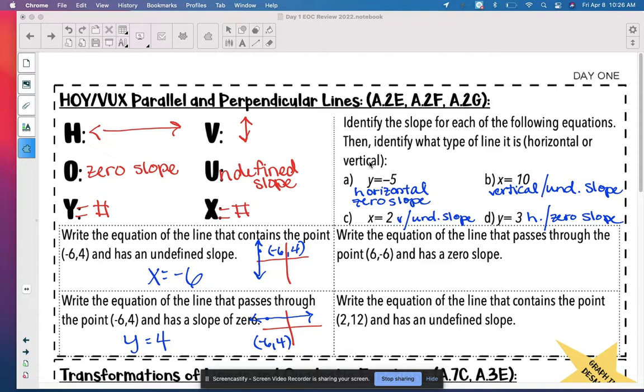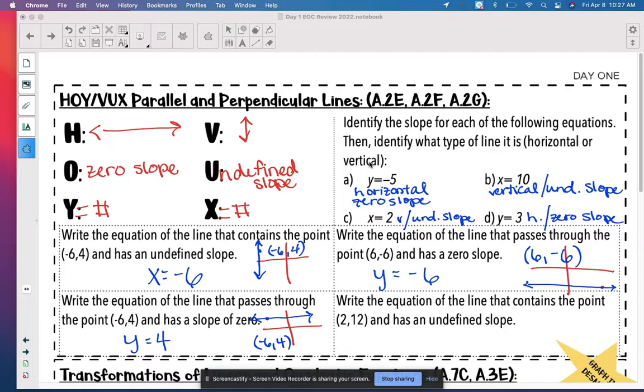Next question, we need to write the equation of a line that passes through the point 6, -6, and has a 0 slope. So, when in doubt, draw a graph. We're at 6, -6, 0 slope. Looking at this point, my y value, because I'm going through the y-axis, is at -6. So y equals -6.